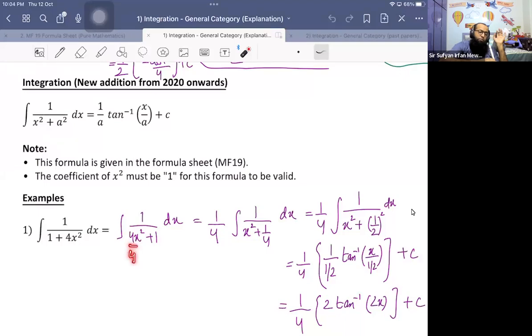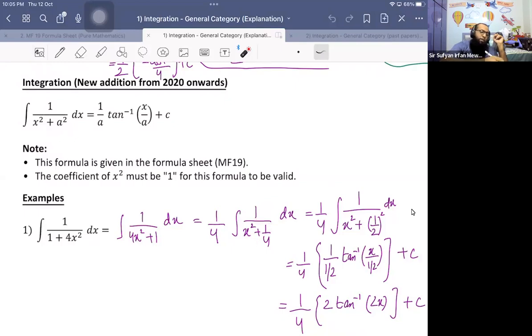4x square divided by 4 will become x square. And 1 divided by 4 will become 1 upon 4. So I have taken 4 as common and I've taken it outside. So 4x square has been converted into x square and 1 has been converted into 1 upon 4. So it has now become 1 upon x square plus 1 upon 4.